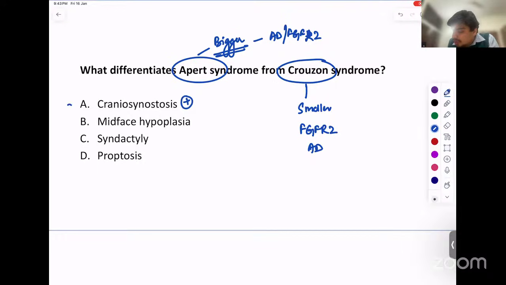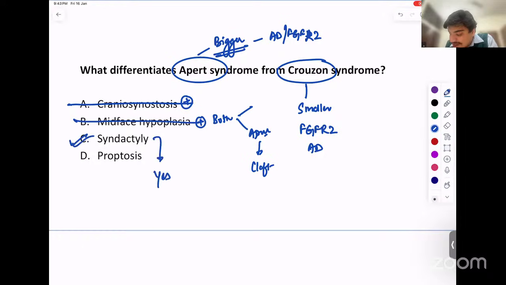So can you use it to differentiate? No. Midline hypoplasia is present in both. Usually in Crouzon, there is only midline hypoplasia. In Apert, there's going to be what? In Apert, there is also going to be cleft lip and cleft palate. But by itself, is midline hypoplasia able to differentiate? The answer is no. Syndactyly, yes.